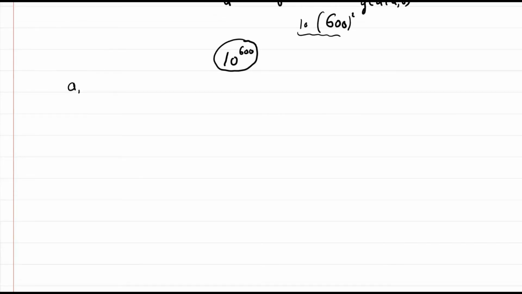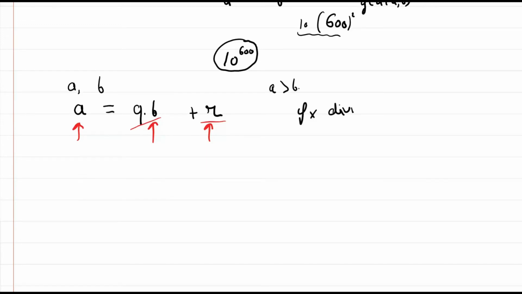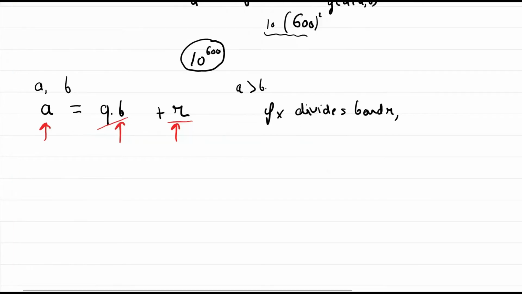Given two numbers a and b, suppose one is larger than the other. Suppose a is greater than b. Now if you divide a by b, you write a equals some quotient q times b plus some remainder r. Then any number which divides both b and the remainder must divide a. It's clear: if it divides b, it divides q times b, and if it's a divisor of r as well, then it is a divisor of the sum q times b plus r, which is a. So I write here: if x divides b and r, it divides a.